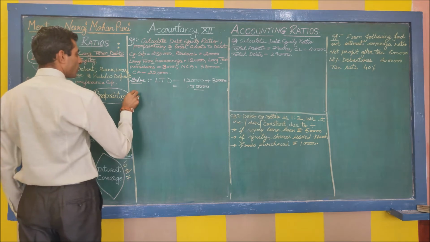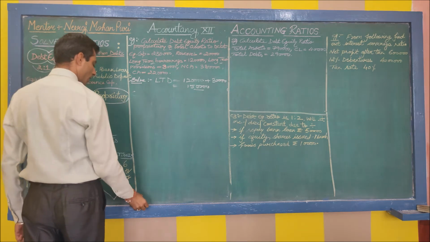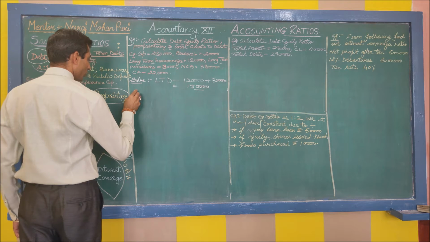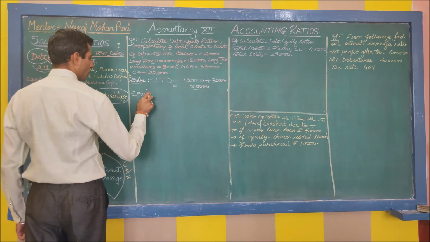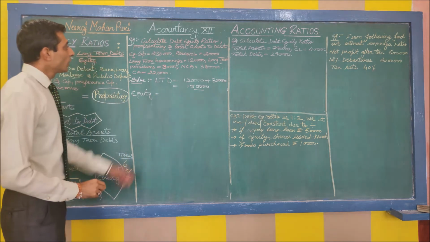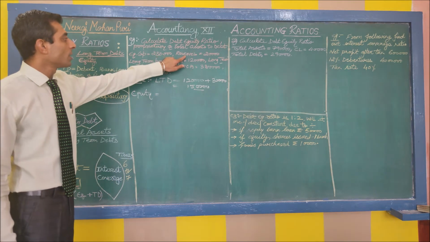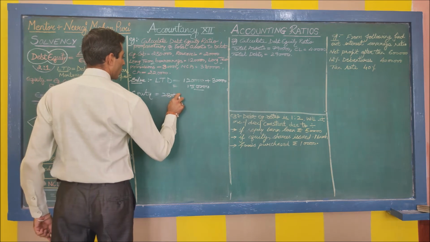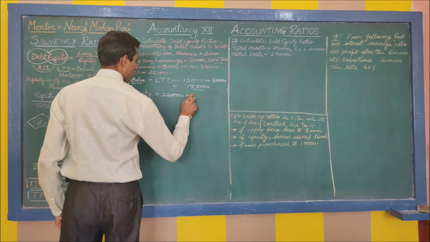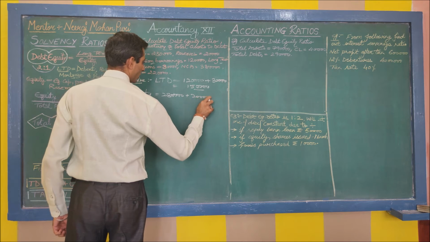Next, we need to find equity, that is shareholders fund. Equity is also known as shareholder fund. Equity includes equity share capital and reserves, 2,80,000 plus 20,000.